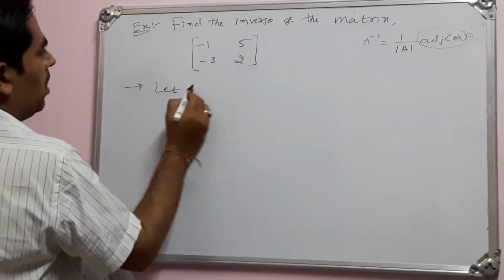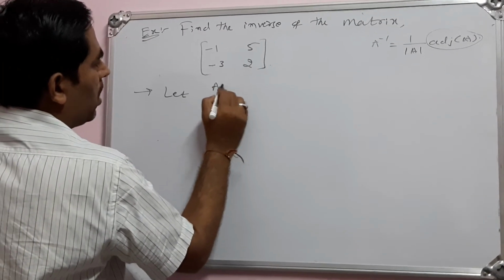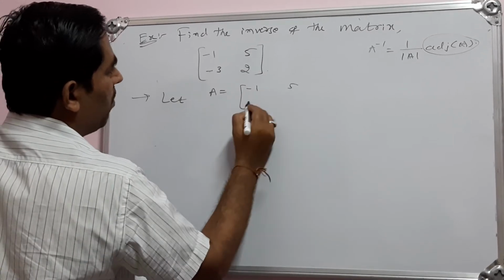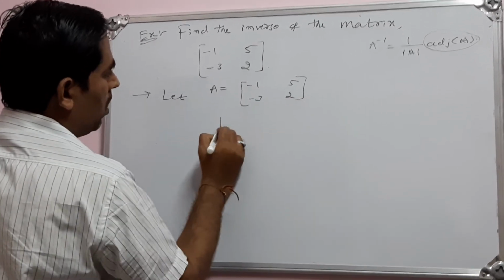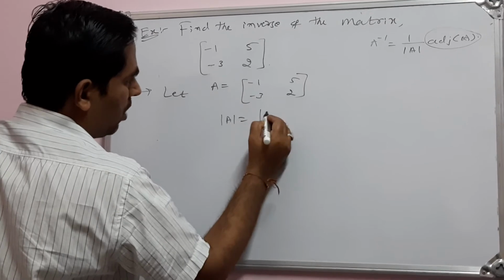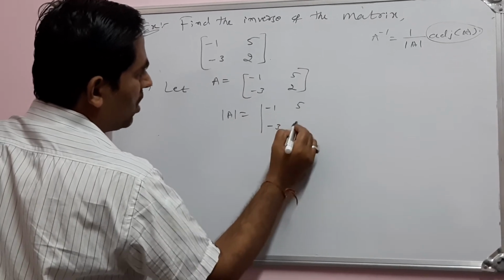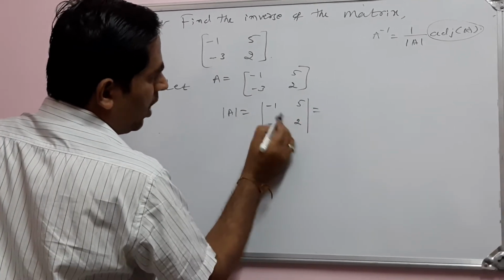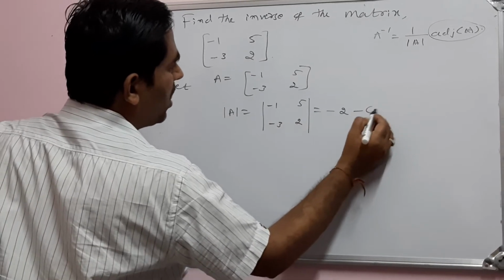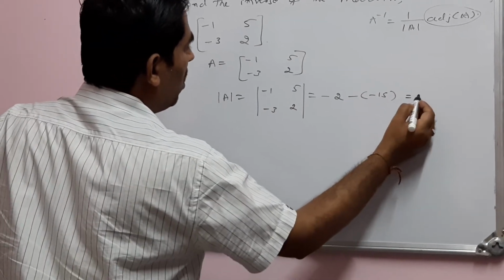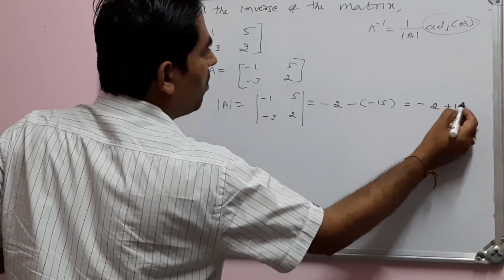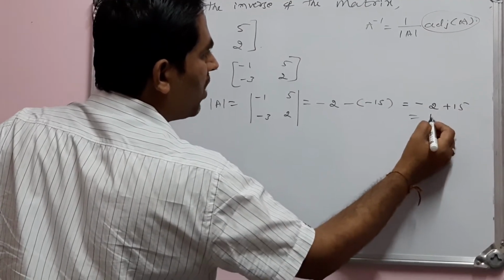Let's consider that as A: minus 1, 5, minus 3, 2. Then the determinant of A is minus 1 into 2, minus 5 into minus 3. So minus 2 plus 15, that will be 13.